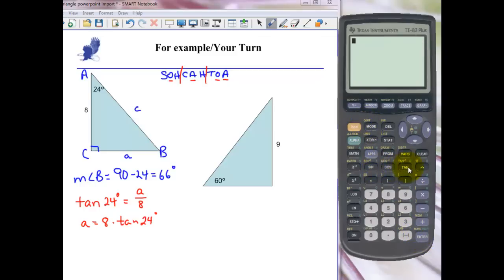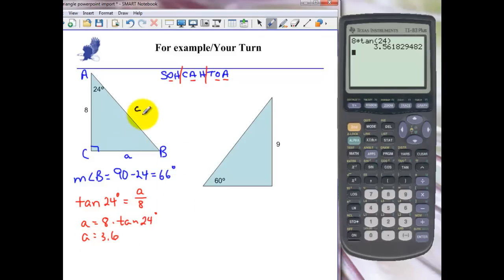Our trig functions are here: sine, cosine, and tangent. And if we want to compute what we have here, we need 8 times our tangent of 24 degrees, that we put it in degree mode, so 24 is in degrees. And we hit enter, and we get approximately, let's just round it to the nearest tenth, so A is 3.6.